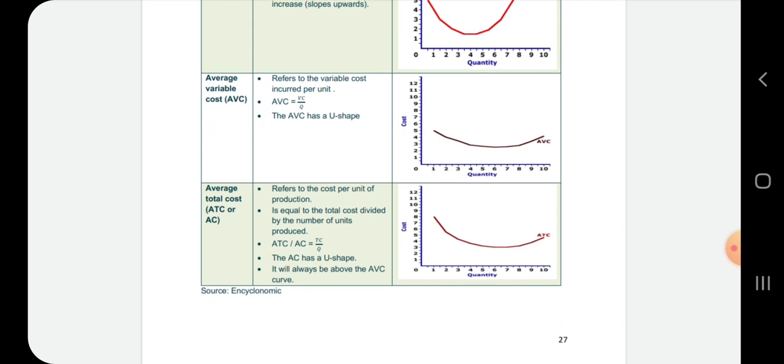And then we have average total cost. It refers to the cost per unit of production, which is equal to the total cost divided by the number of units produced. So the cost starts high, goes down along that slope, and goes slightly higher again. So that's average total cost.